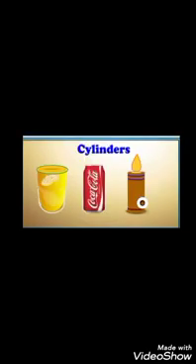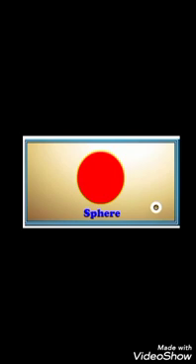Before moving ahead, let's see the examples of cylinder. Bucket, cold drink can, candle are all the examples of cylinders. Now moving ahead to next shape. This is sphere. A sphere has no side, so it has no corner. Corner is where two sides meet. When no side is there, so no corner is there.